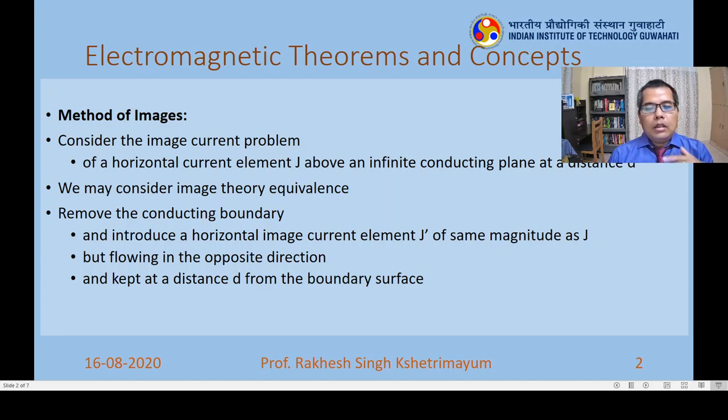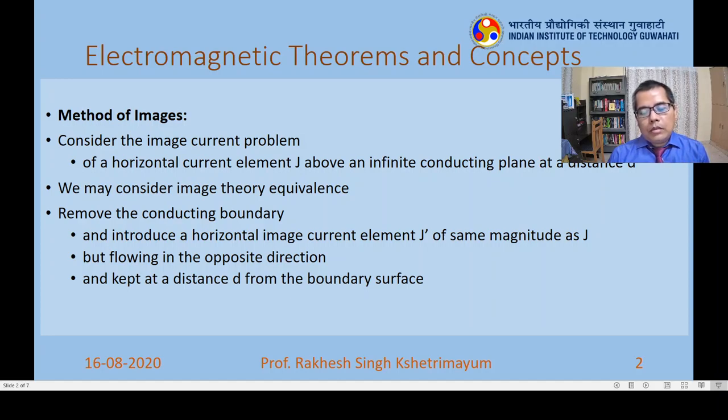So with this horizontal image current element of the same amplitude in the opposite direction, at the same distance from the boundary surface, we will be able to get the boundary condition of the original problem. What was the boundary condition of the original problem? It was that the tangential component of the electric field was 0 at the interface of the perfectly conducting infinite plane. That condition can be satisfied.